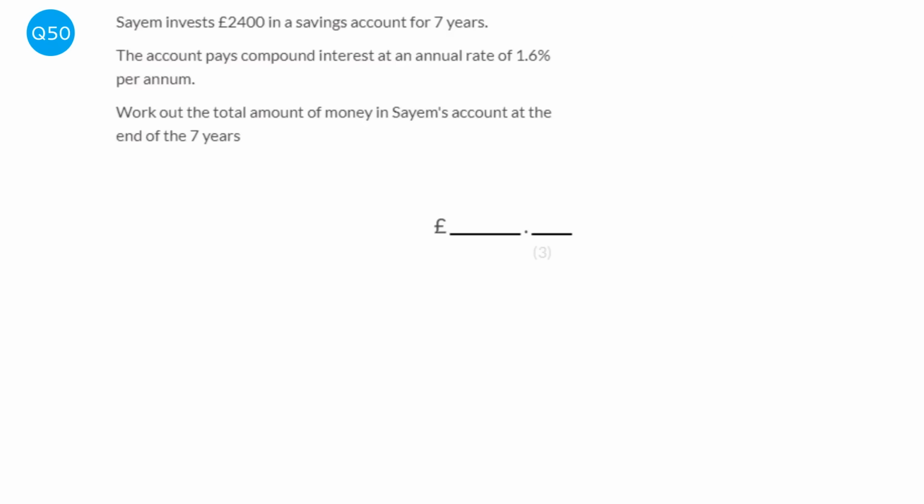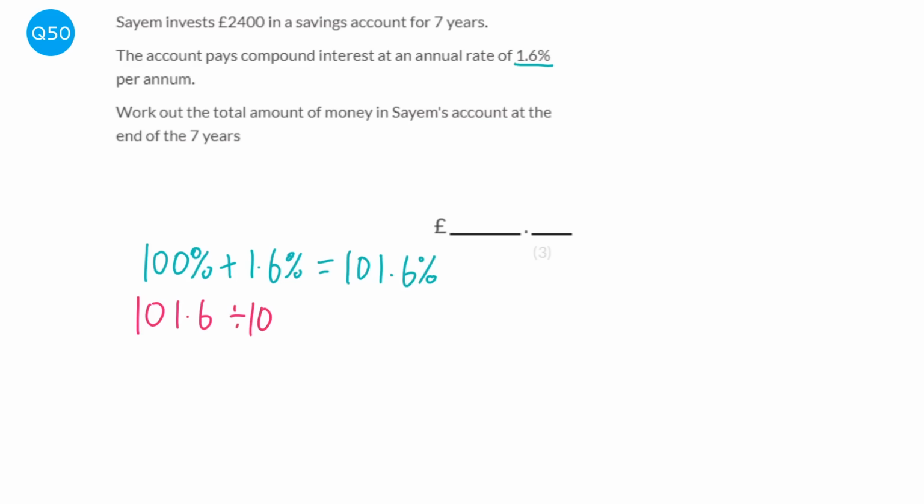Okay, so we're going to start off by working out the multiplier. We always start off with 100%. We're told that the compound interest rate is 1.6%, so we're going to add 1.6% to the 100%, and it's going to be 101.6%. Make that into a decimal by dividing it by 100, and this will give us the decimal or the multiplier. So the multiplier is 1.016, and so anytime we want to increase something by 1.6%, we just times it by 1.016.